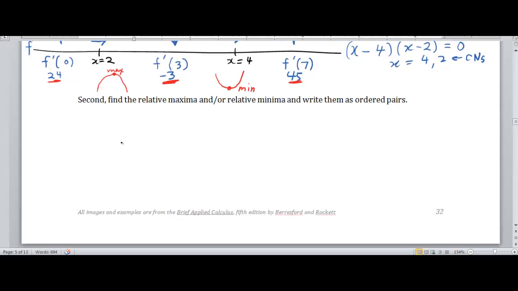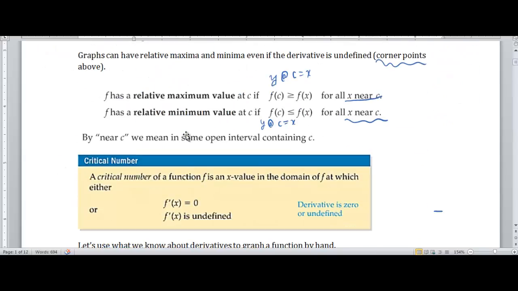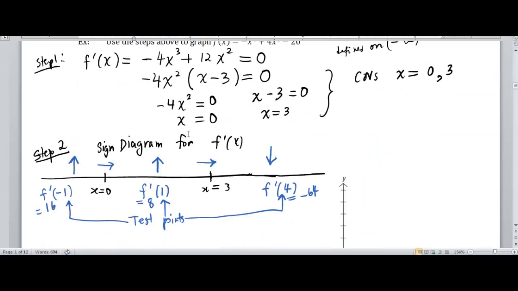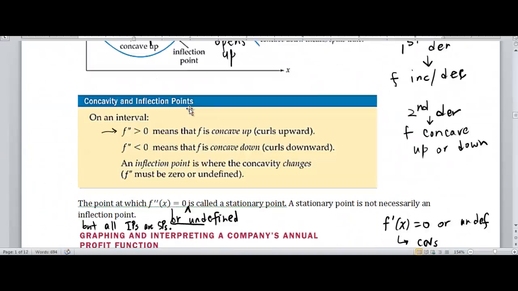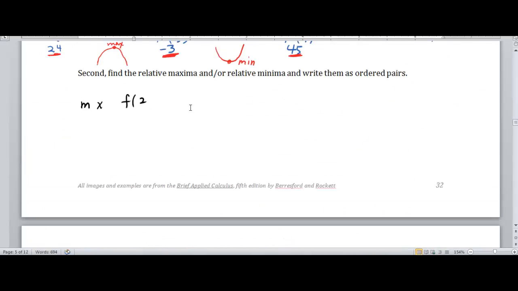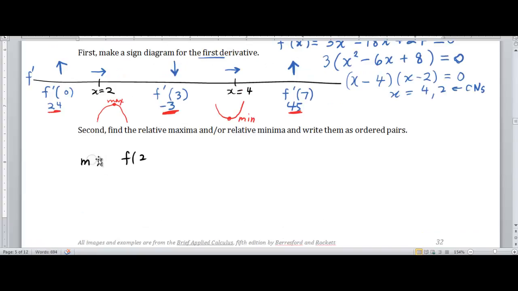So the max, let's plug 2 into the original function. Whoops. Oh dear, what happened? These are the old notes. Okay, let's plug.